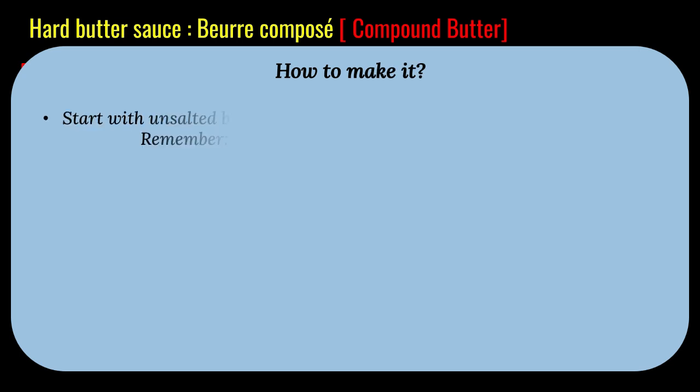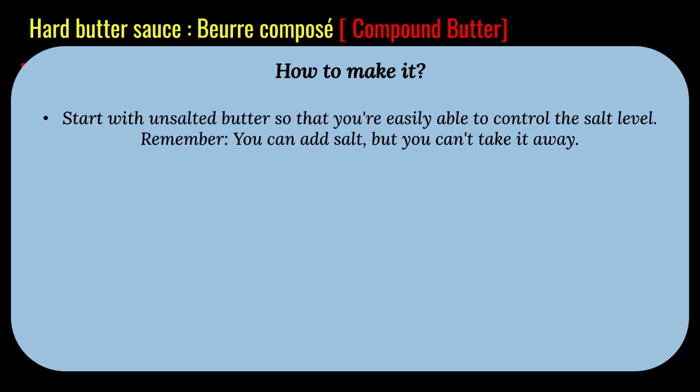How is it made? Start with unsalted butter. Why unsalted butter? So that you'll be able to control the salt content of the final product. Remember, you can add salt, but you can't take it away if it is too salty. So it is better to start with unsalted butter. Fine.